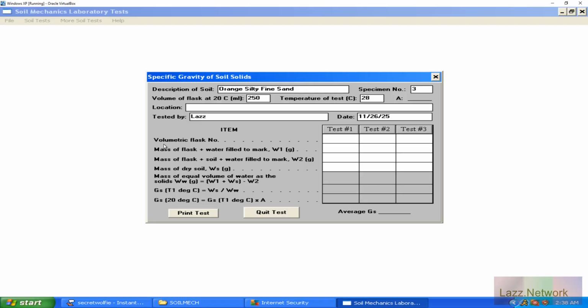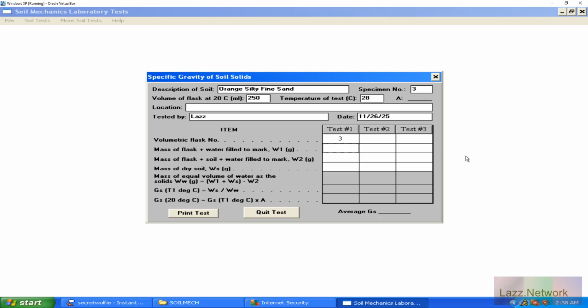All right, so here we got our volumetric flask number. Typically, that's whatever you write on the flask itself. You can identify it however you want. I don't know if this program's weird. Notice how I put specimen number 3. That's technically the flask number that we used. This isn't enter-friendly, right? 3. Yeah, no, this isn't enter-friendly.